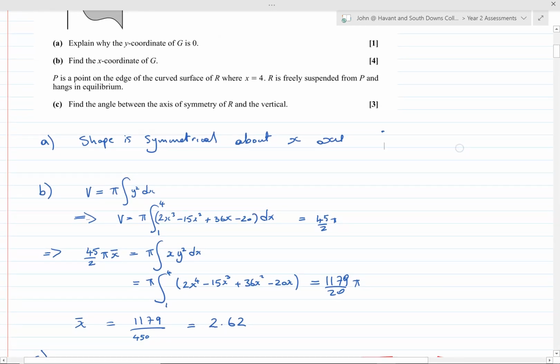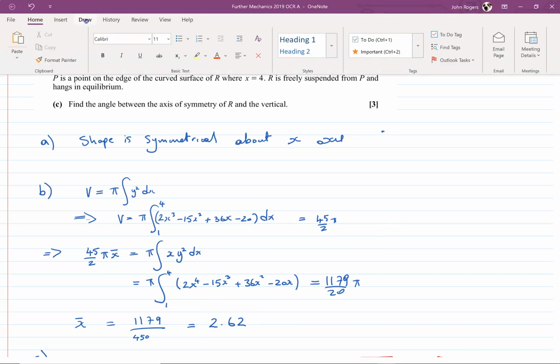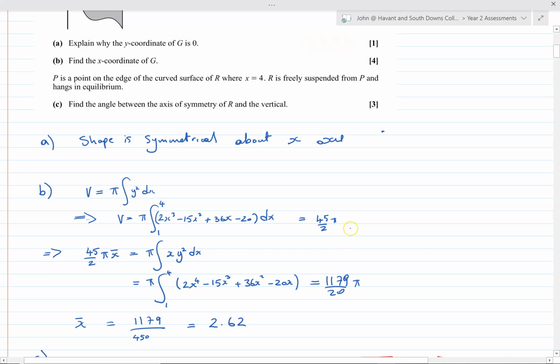Now, we're just using the standard volumes of revolution formula here, and notice we're just multiplying x by y squared, equating x bar times the volume here. And then Bob's your uncle, you get to 2.62. The only thing I would say here, and it's quite important, and it is mentioned in the examiner's report, is I've used the integration function on the calculator. Unless it says so, or to give detailed reasoning, they expect you to use the calculator. You'd be wasting your time integrating that and then putting the limits in.